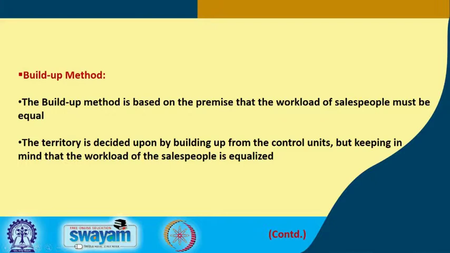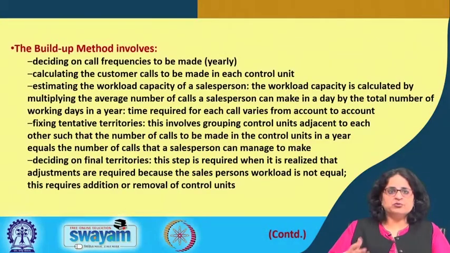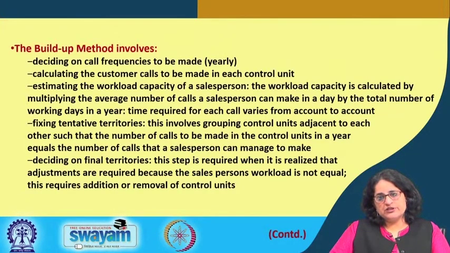And so, the build up method is based on this premise that the workload that a salesperson has compared to another must be the same, they must have equal workload. So, how do you go about building a territory based on the build up method? First and foremost, you decide on the call frequencies which are to be made yearly. So, what is the total number of calls which must be made on an annual basis, and then you calculate the customer calls to be made in each control unit.